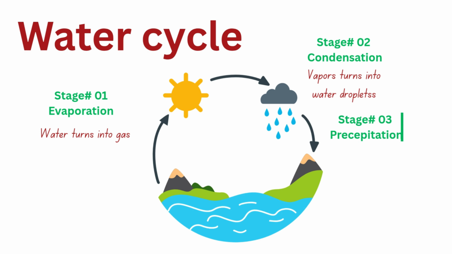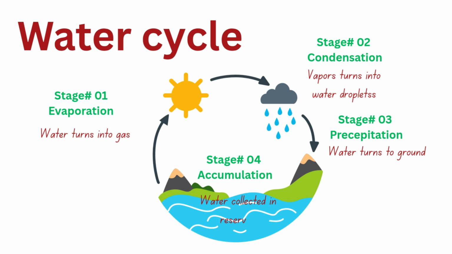When the droplets become too heavy for the clouds to hold, they fall back to Earth as precipitation, in the form of rain, snow, hail, or sleet. Finally, the water accumulates in rivers, lakes, oceans, and reservoirs. From here, the sun heats it again, and the entire process starts all over. The water cycle is not just a natural process, it's the backbone of life on Earth.